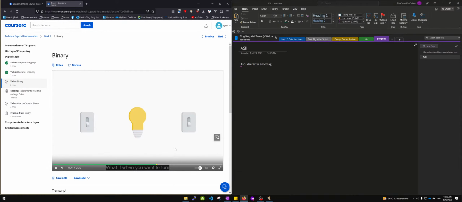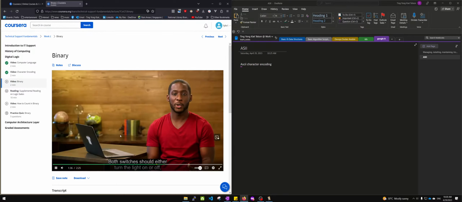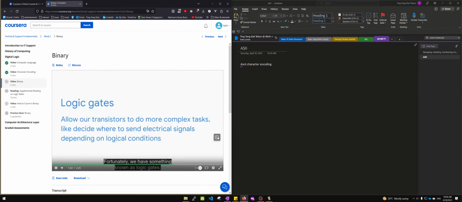What if, when you went to turn on the light with one switch, the other switch wouldn't turn off? That would be a very poorly designed room. Both switches should either turn the light on or off, depending on the state of the light. Fortunately, we have something known as logic gates.